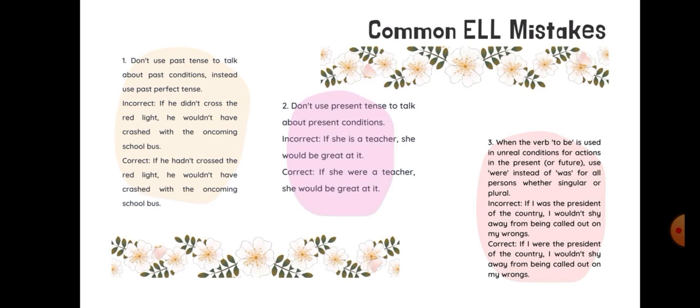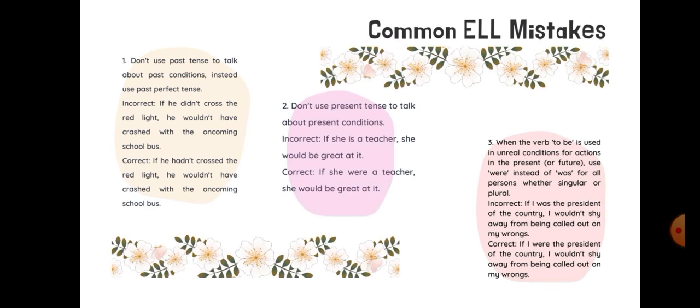That is an example of second conditional sentences. Third, when the verb to be is used in unreal conditions for actions in the present or future, we use were instead of was for the person, whether singular or plural. Can you guess in which conditionals we talked about that? If you guessed second conditionals, then it is correct. In the prior example, the same has happened: if she were a teacher.